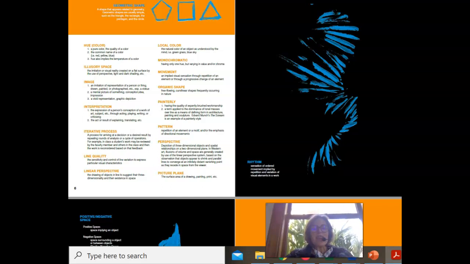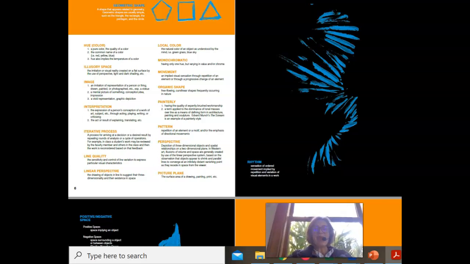right? The sensation of ordered movement implied by the repetition and variation of visual elements in a work of art. And here we can see a sense of rhythm created just with that kind of play of line, right? Getting this sense of kind of dynamic movement in a work of art.